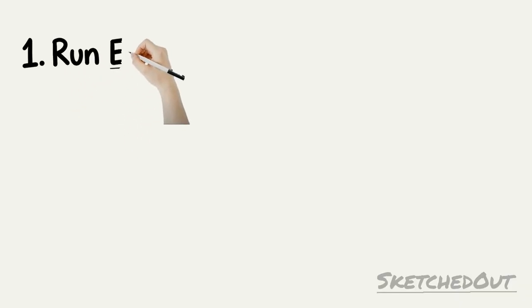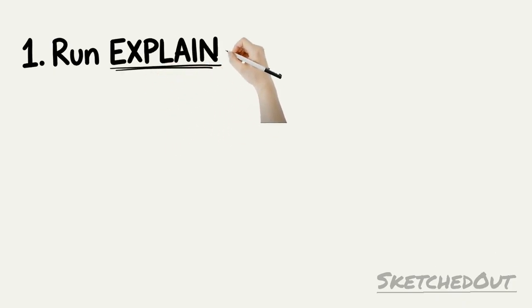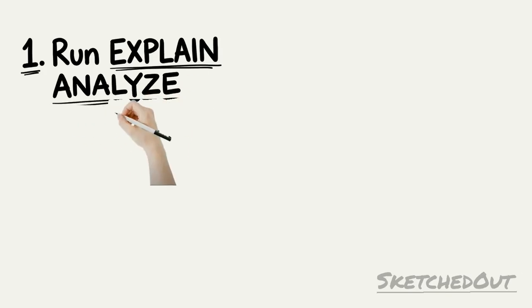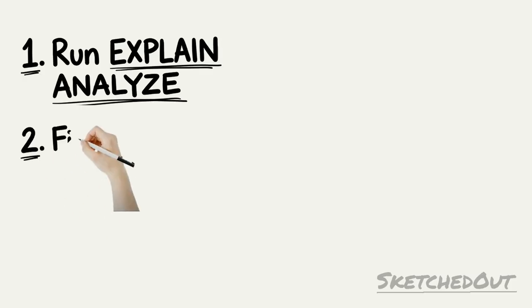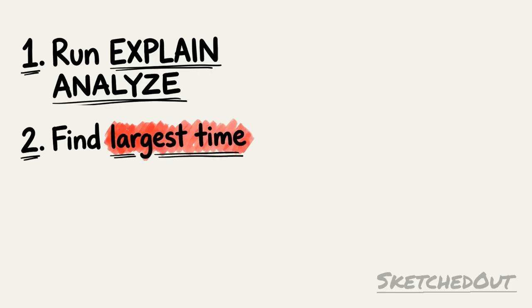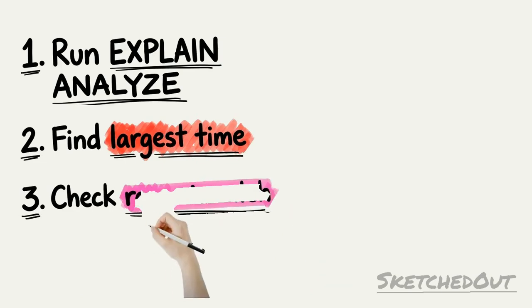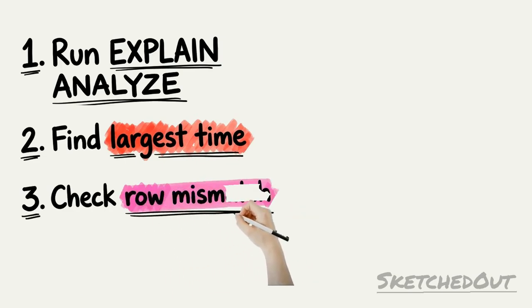Now, the practical workflow, because reading a plan is a skill best learned by doing it in the right order, rather than staring at everything at once. Run explain analyze on the slow query. Find the node with the largest actual time. That's where the query is spending itself. On that node, check whether estimated and actual rows agree. If they don't, statistics is your problem, and analyze is your first fix.